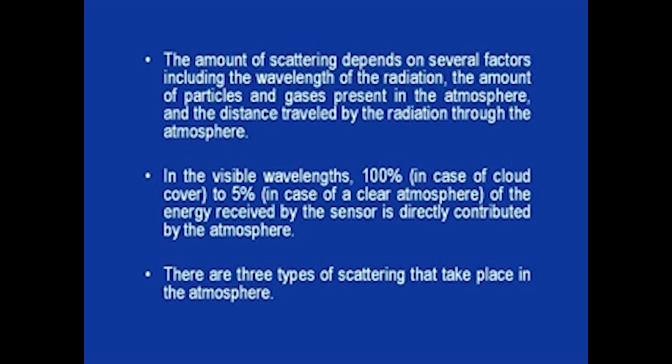In the visible wavelengths, 100% in case of cloud cover to 5% in case of clear atmosphere of the energy received by the sensor is directly contributed by the atmosphere. There are three types of scattering that take place in the atmosphere. These are Rayleigh scattering, Mie scattering and non-selective scattering. So, let us look at these three types of scattering which are there.